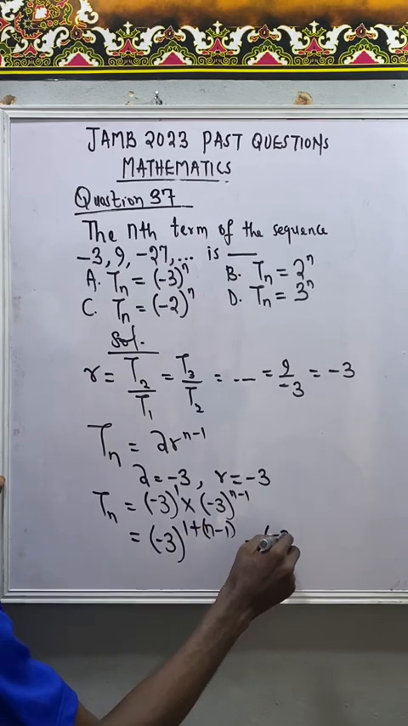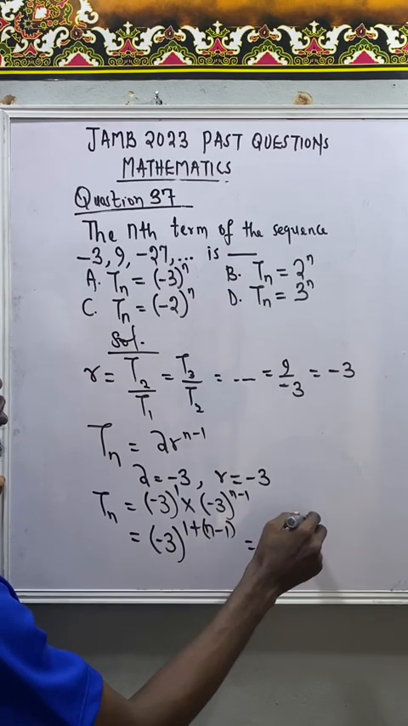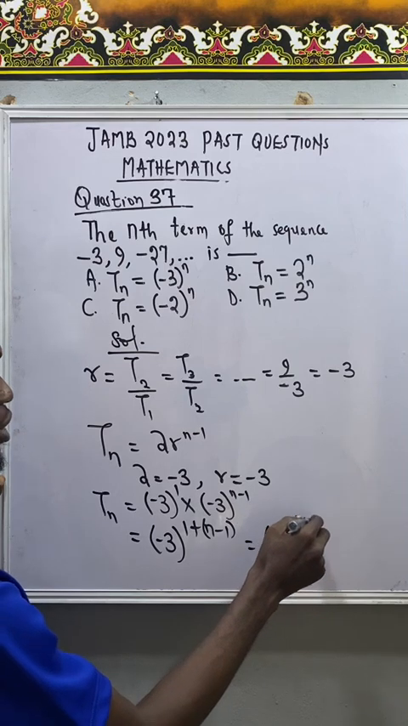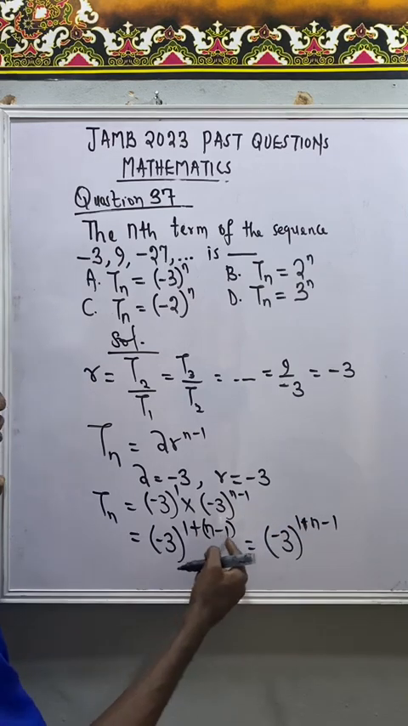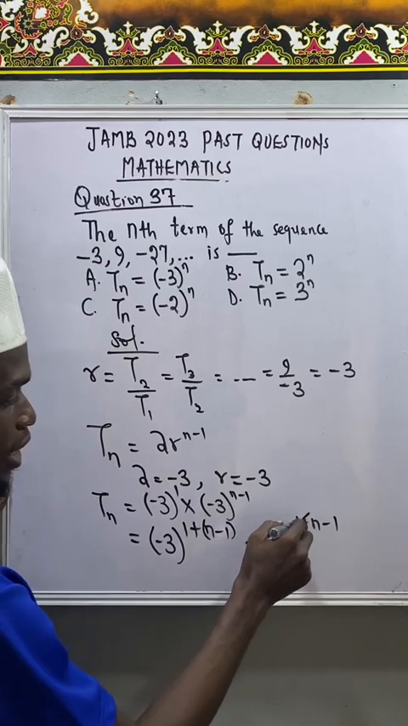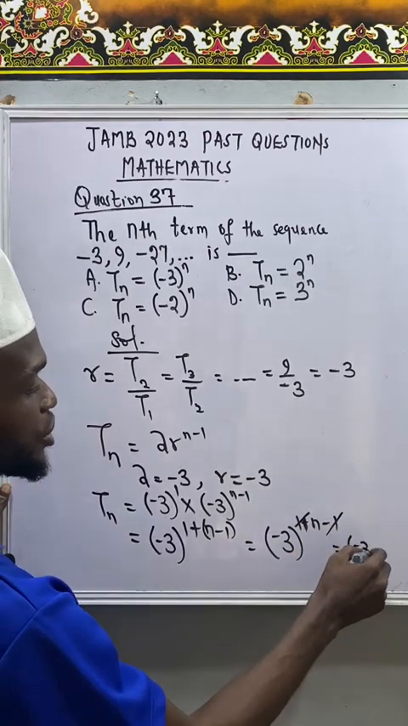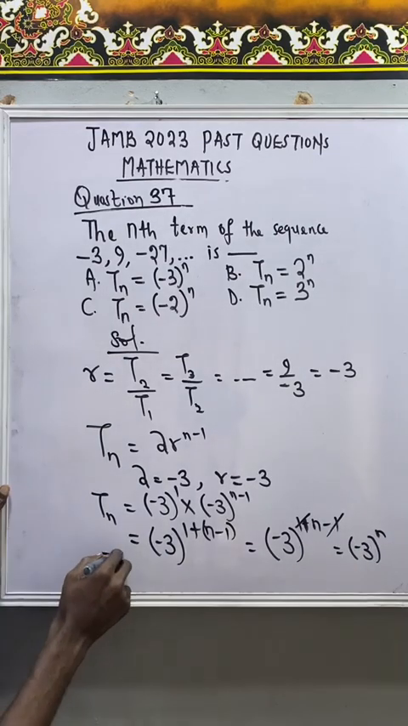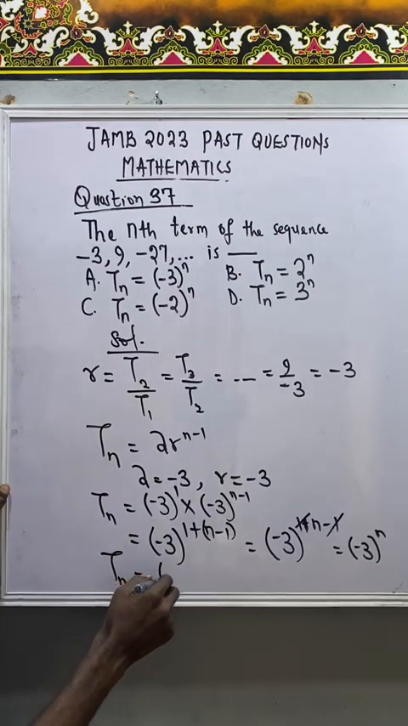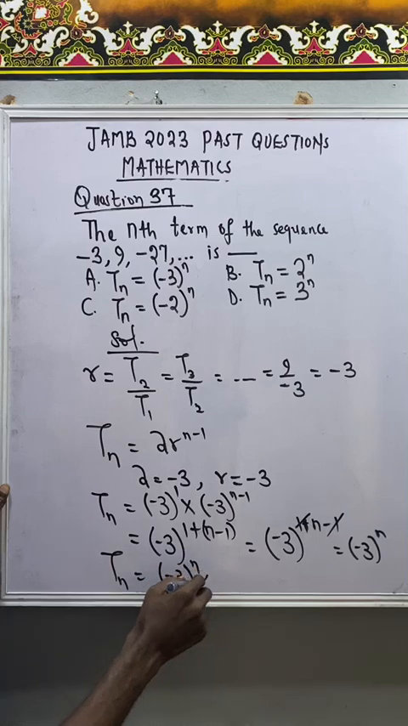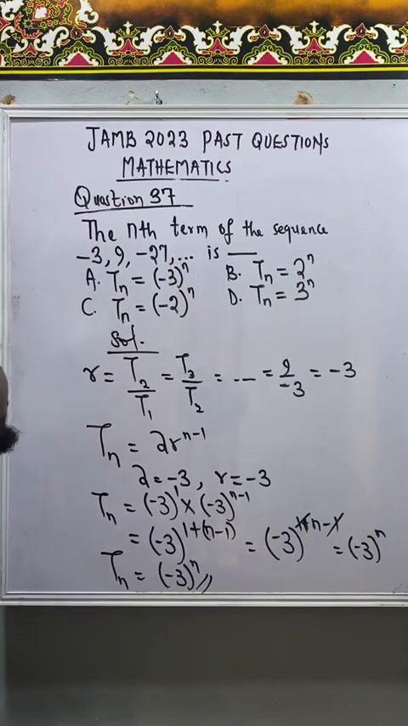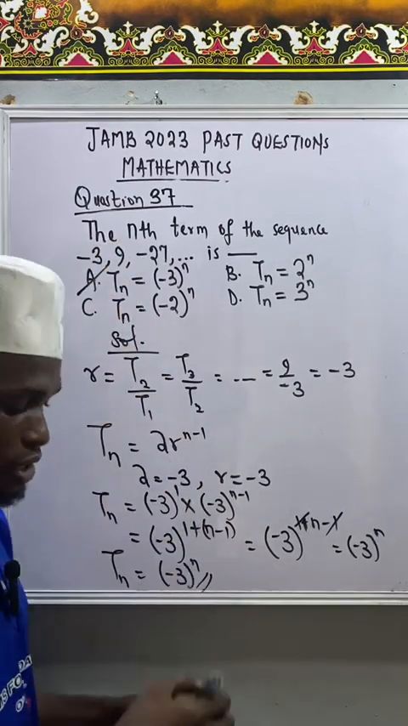I can simplify that as minus 3 raised to the power of 1 minus 1 plus n. Because if I open this bracket, 1 and minus 1 cancel out. So I will have minus 3 raised to the power of n. That means T sub n equals minus 3 raised to the power of n. Looking at the options, we see that option A is satisfied.